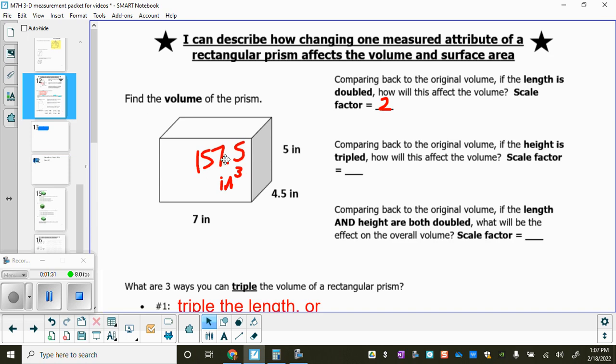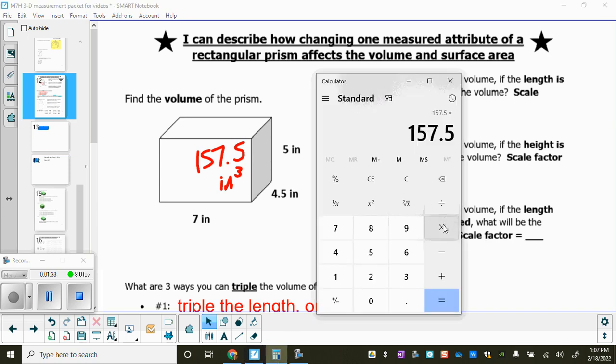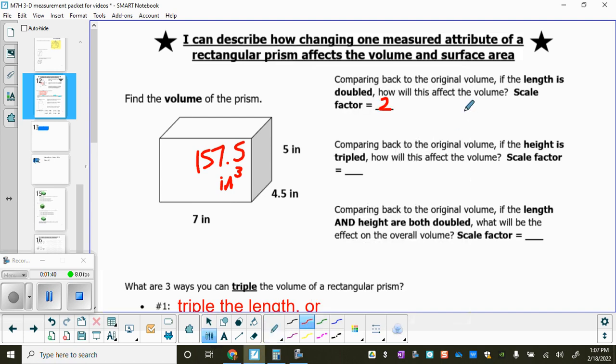So if the length doubled, the overall volume should double. So if we have the original volume, all that's going to happen now is it's going to double. So I'm going to do times 2. And now we have a new volume of 315 cubic inches. So when we changed one of the dimensions, how did that affect the volume? The volume doubled. So the volume, I'm just going to put V for volume, the volume doubled. Okay? Nothing too tricky here. The volume doubled.